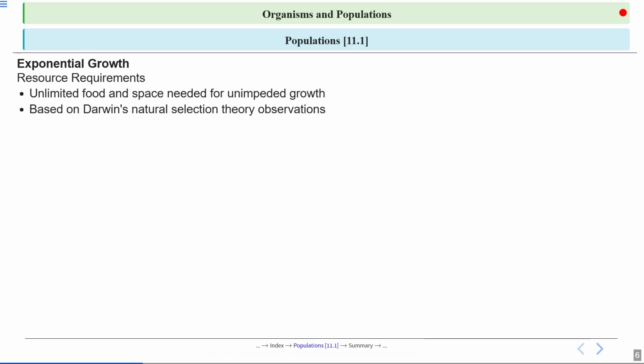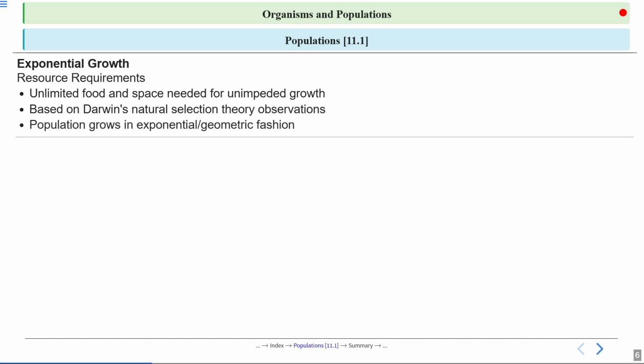Now, this concept is based on observations from Darwin's theory of natural selection. Darwin noted that in nature, organisms tend to produce more offspring than can survive, leading to competition for the resources. This observation is key to understanding why populations can grow exponentially under ideal conditions.